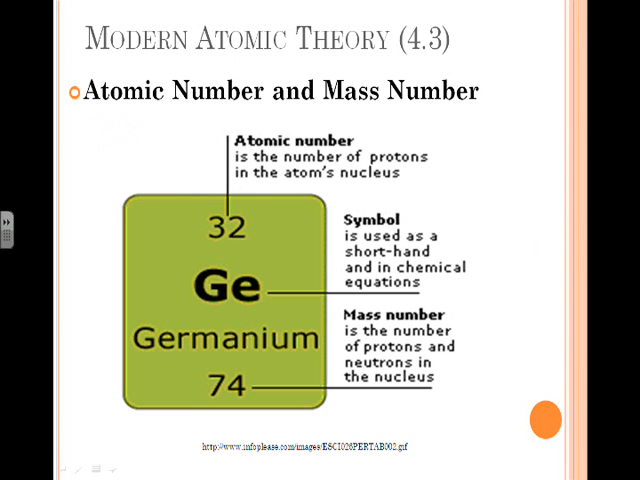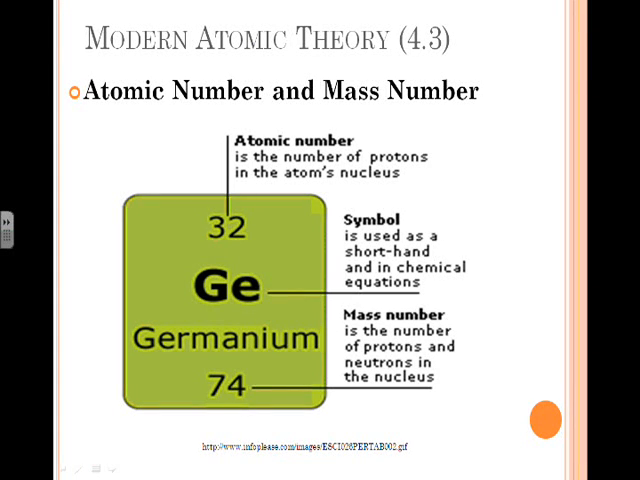Now let's look at this. This is what you should be seeing on your periodic table, and I just took one box out of it to look at. So you have Ge, which is the element symbol, germanium, which is the name, and 32, which is the number on top of the element symbol. That's the atomic number, and it tells us the number of protons and the number of electrons. So the atomic number gives us protons and electrons. So germanium has 32 protons and 32 electrons.